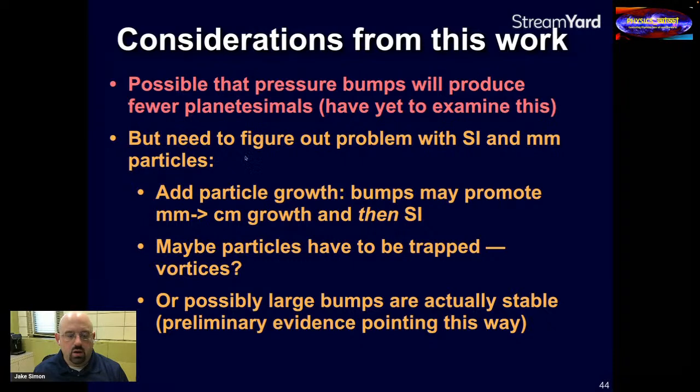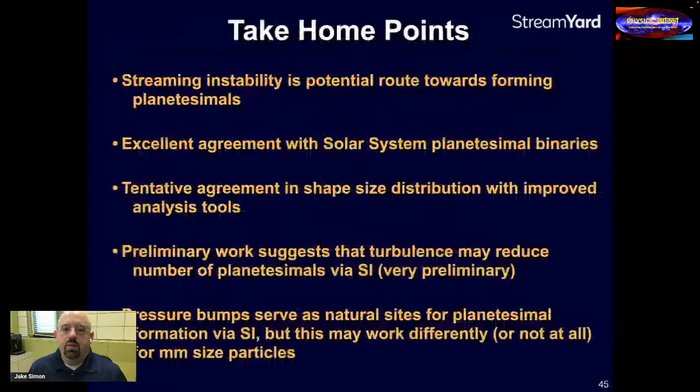I've gone on long enough, so I don't want to take any more of your time. I just want to point out that there might be other workarounds around this millimeter size issue, but really the most important things are here on these take-home points. And to reiterate, streaming instability is a potential route towards forming planetesimals. We find excellent agreement with solar system planetesimal binaries and tentative agreement in the shape size distribution when we looked at improved analysis tools, such as that initial mass function that I was working on with my previous student.